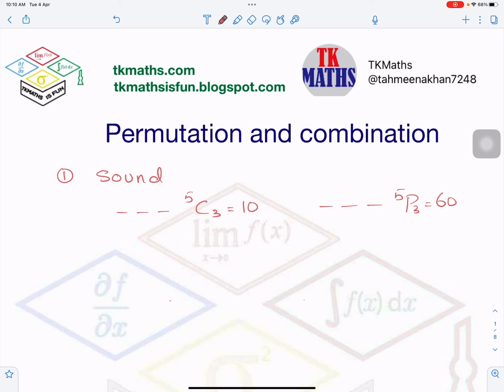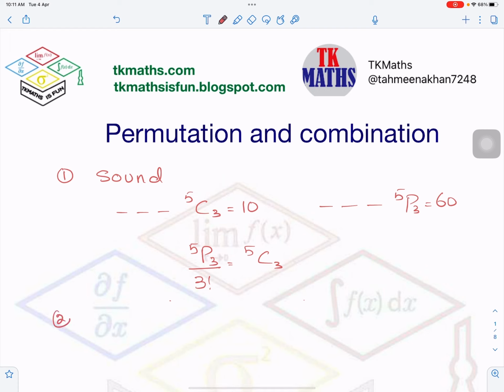Here I would like to remind, and I'm sure you would know this thing, that the connection between permutation and combination is that combination can be equal to permutation divided by the number of selections you have made. It means you are considering only selection. So this relationship is very important, and I'm sure you know it.